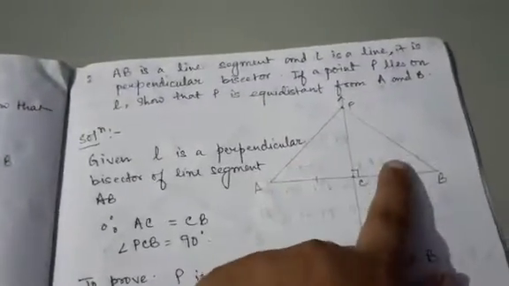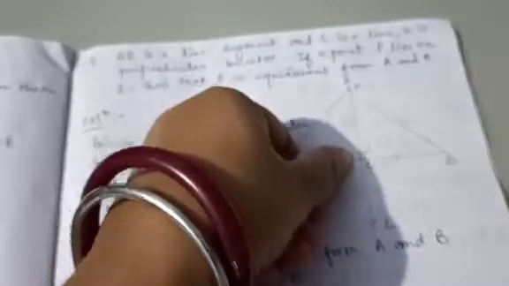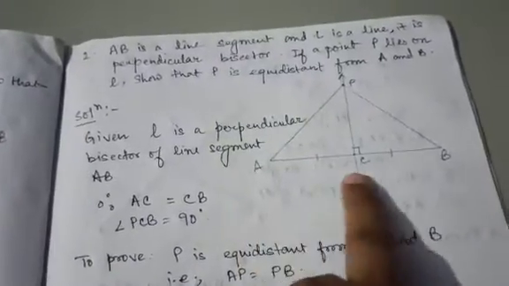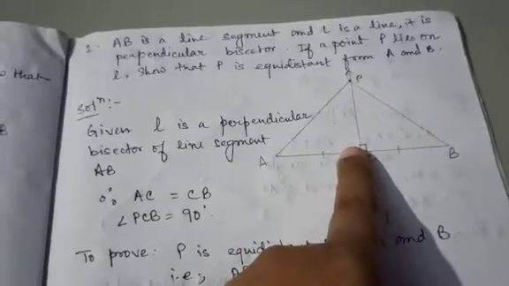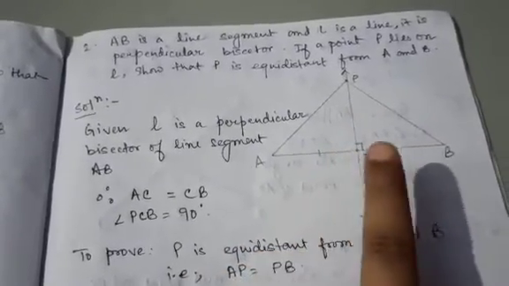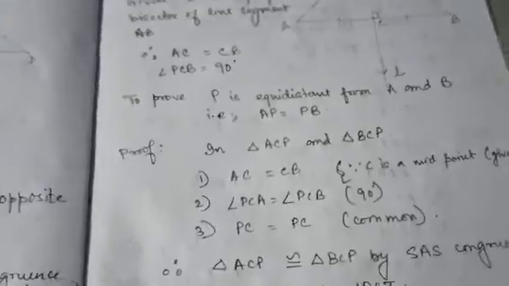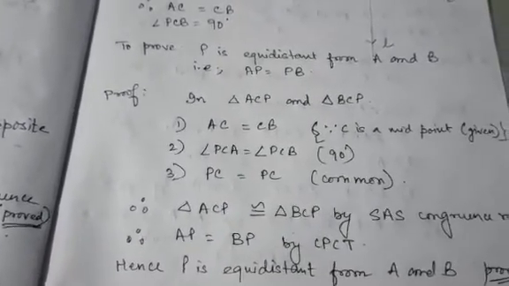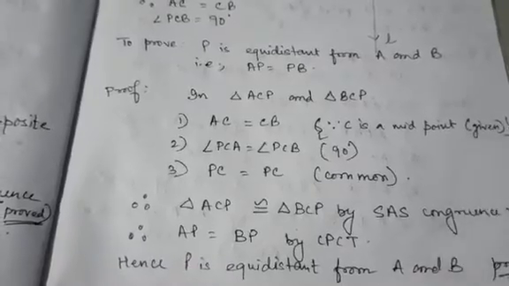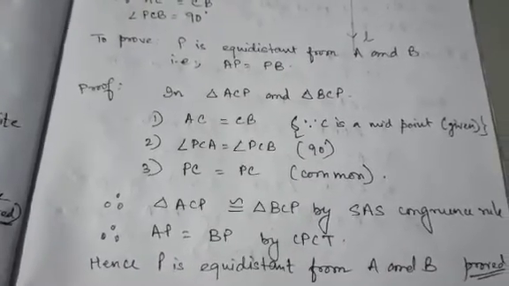So both the triangles have PC as common, and AC and BC are equal. So both sides and one angle, that is the included angle. So we will write triangle ACP is congruent to triangle BCP by side angle side congruency rule.